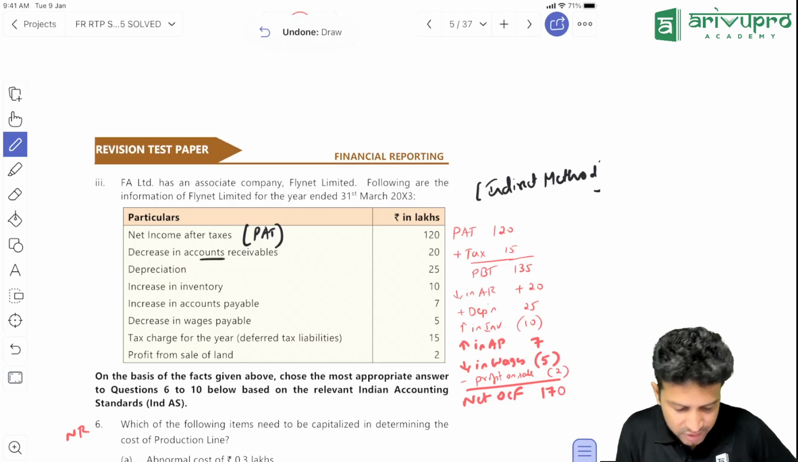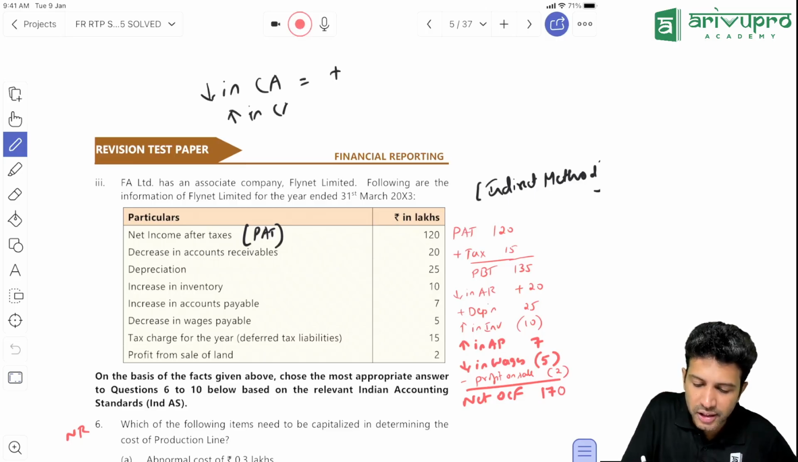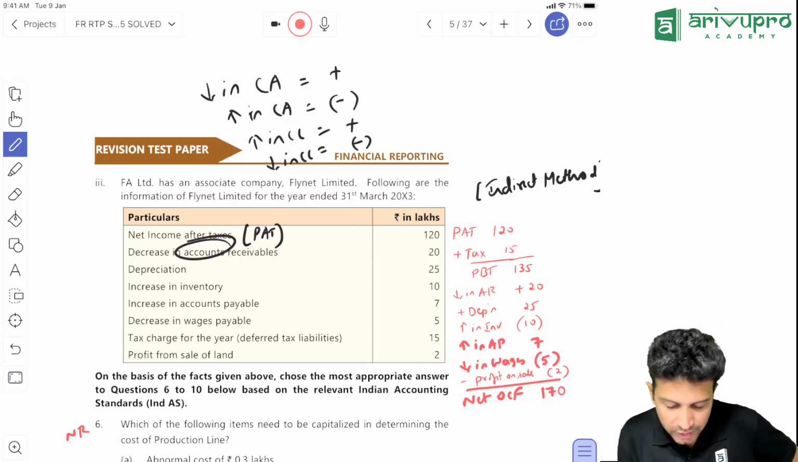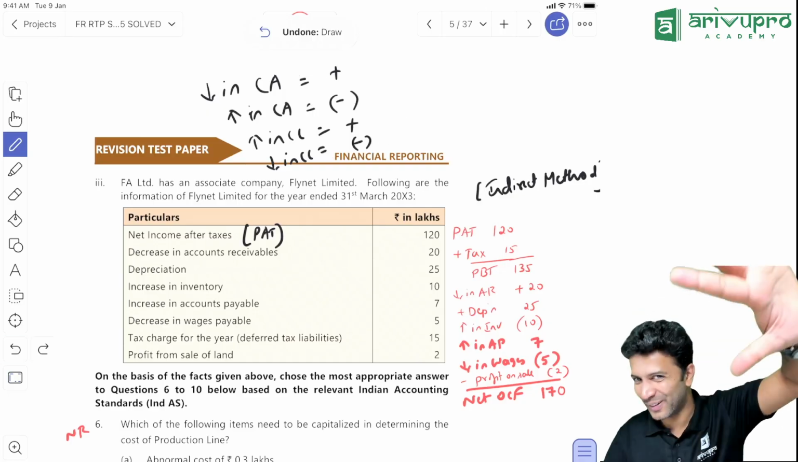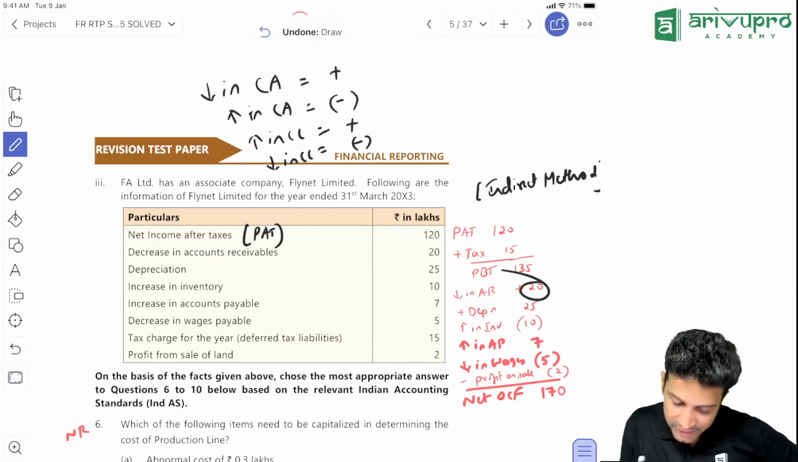Then they've given decrease in accounts receivable. So we know this, no sir. Working capital changes: decrease in current assets means plus, increase in current assets means minus, increase in current liability plus, decrease in current liability is minus. So we'll have to just use this and do it. All this logic I told you in the regular class, in Inter also, in Final also. Now we'll not go into all that. Decrease in current assets means add 20.